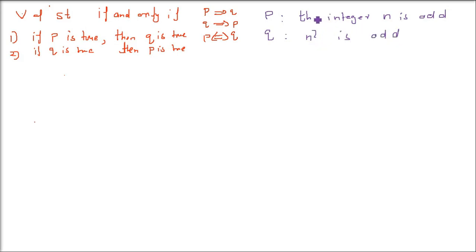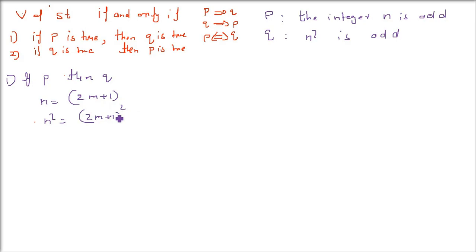So now the actual sentence is: the integer n is odd if and only if n square is odd. Let us prove it the way I told you. First, checking the validity of if P then Q. That is, if the integer n is odd, then n square is odd. So let us assume that n is odd. So n is equal to, say, 2m plus 1.